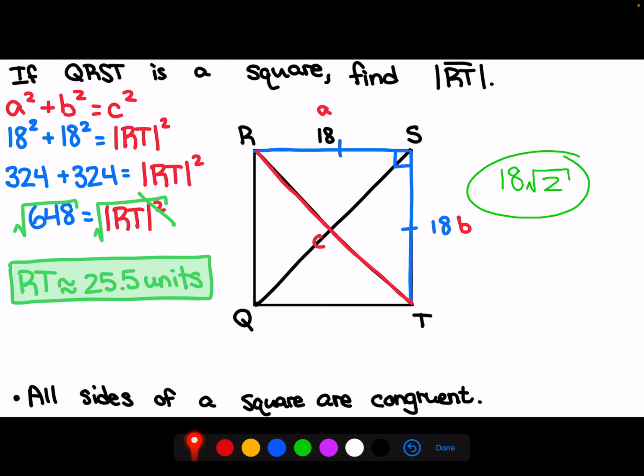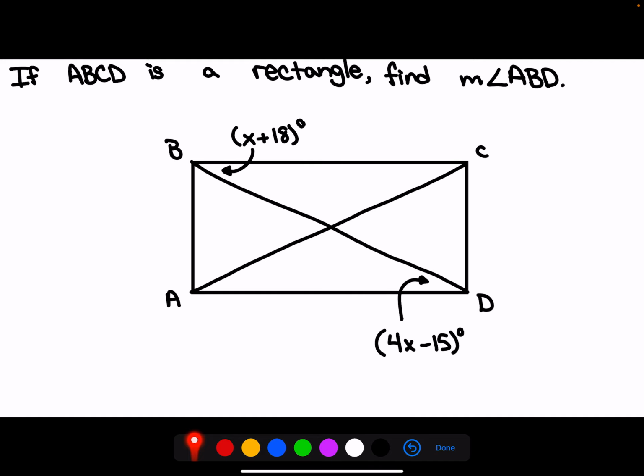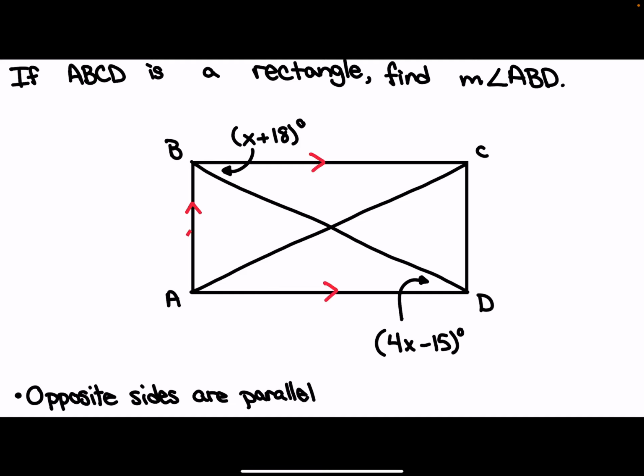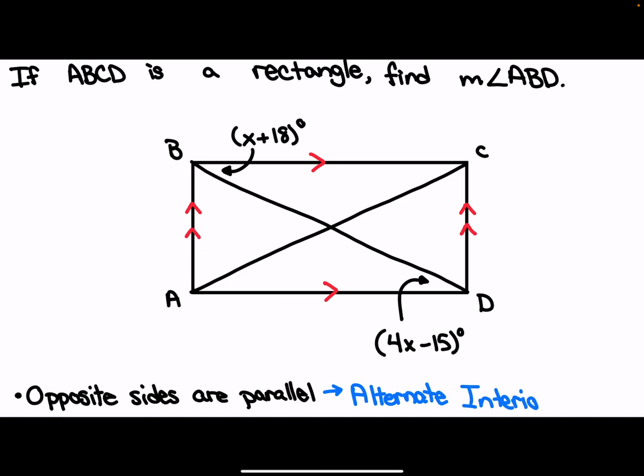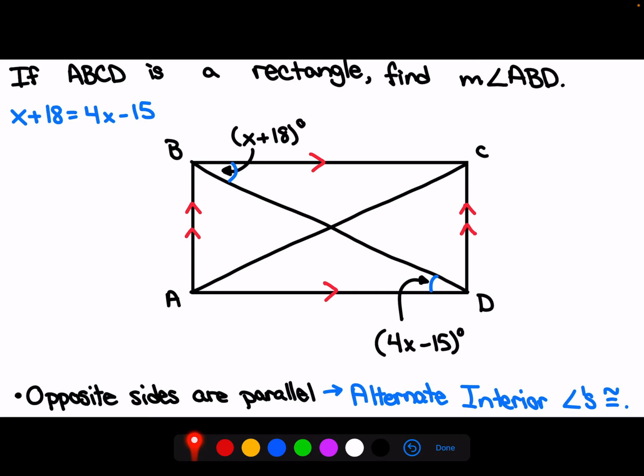All right, next up. If ABCD is a rectangle, find the measure of angle ABD. First off, if it's a rectangle, we know opposite sides are parallel because a rectangle is also a parallelogram. If opposite sides are parallel, that means that BD is a transversal line. So BD crosses through both of those parallel lines. If that's the case, angle ADB and angle CBD are on opposite sides of my transversal line. They're inside the parallel lines, so they're alternate interior angles. And we know alternate interior angles are congruent.